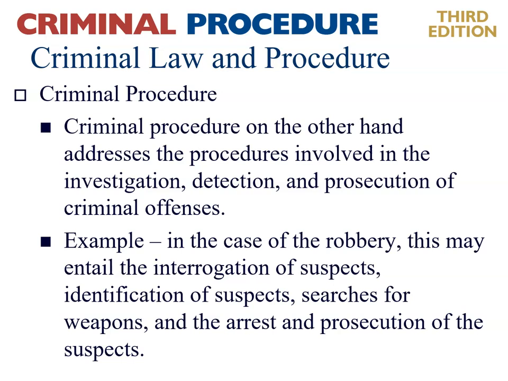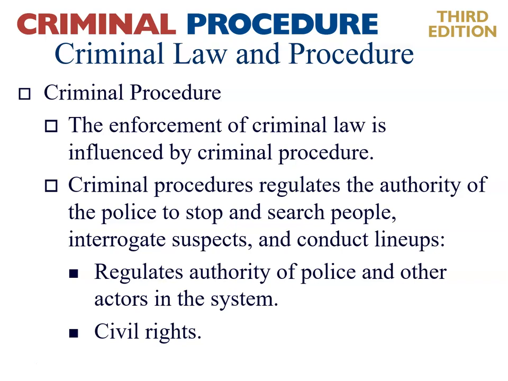So going back on a quick review, substantive criminal law defines the factual elements of the criminal offenses, whereas criminal procedure addresses those procedures involved in the investigation, detection, and prosecution of criminal offenses. And as we talk a little bit more, the enforcement of criminal law is going to be influenced by criminal procedure, because there are rules and guidelines that we have to follow. So criminal procedure regulates the authority of law enforcement to stop and search people, to interrogate suspects, and to conduct lineups.